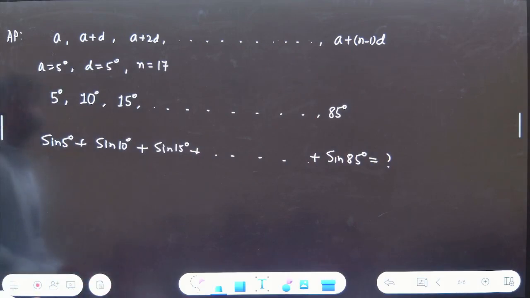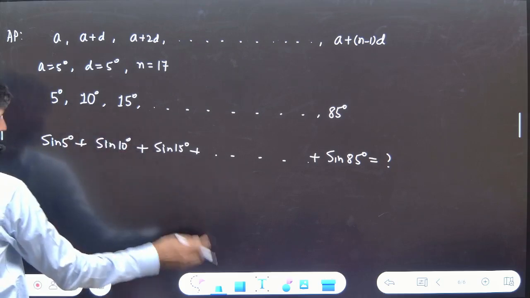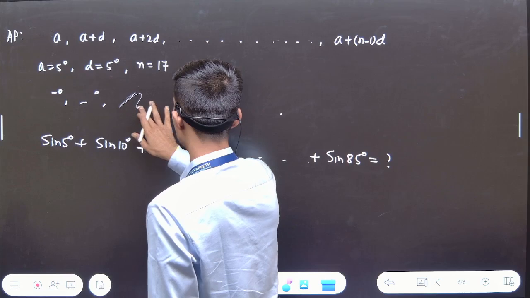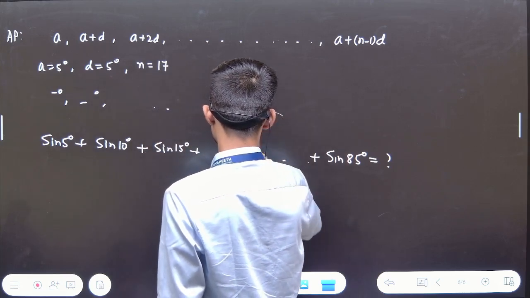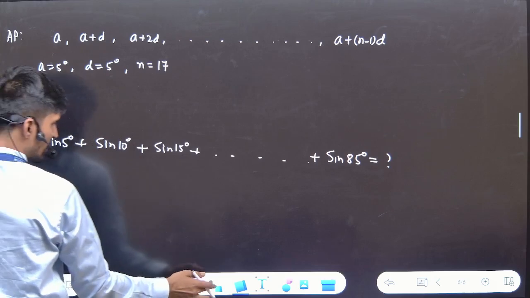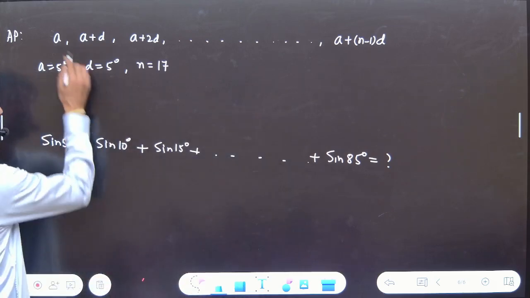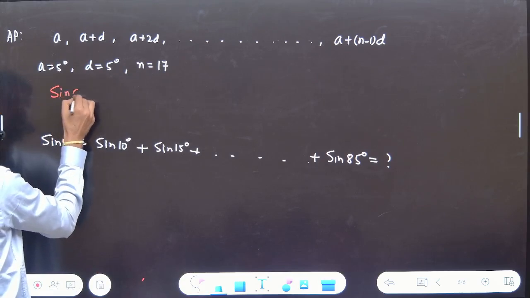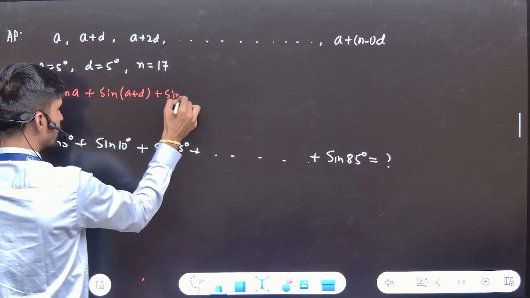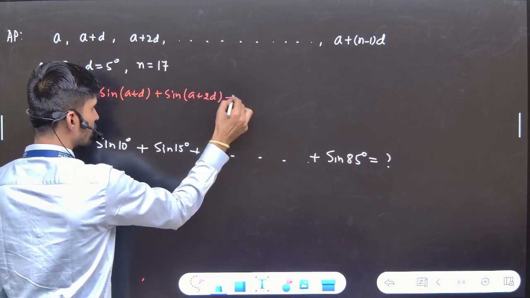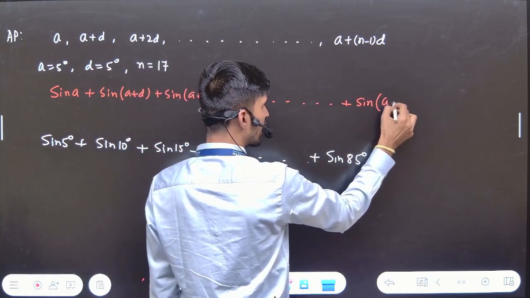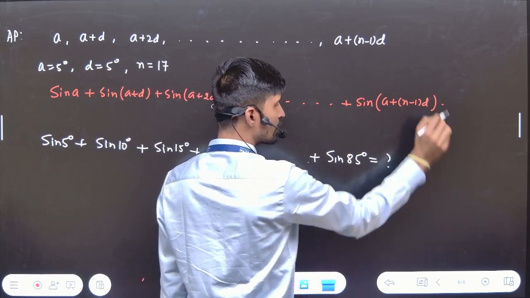So simply what I am going to do, this A part I am going to remove, as you understood. There is no need to write all these things. You can revise from your video. So simply, sine I am giving to all: sine A plus sine A plus D plus sine A plus 2D plus ... plus sine A plus n minus 1 into d. If I have to add, how will I add?